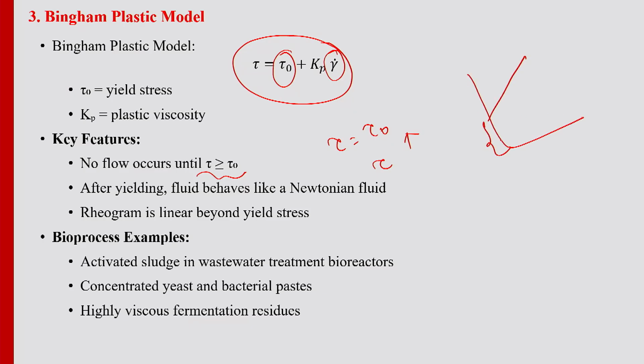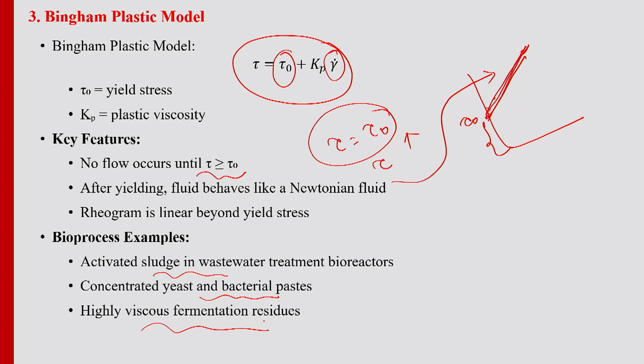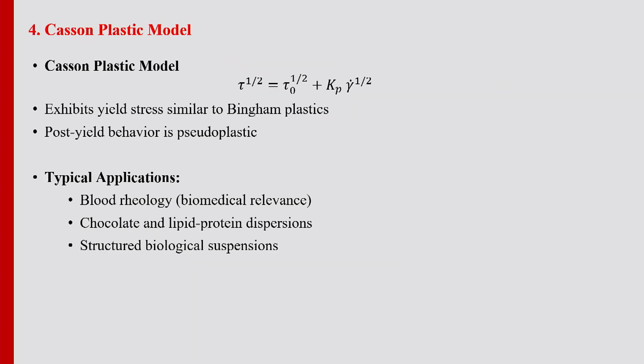Up to this point there is no flow, but once it crosses above tau naught, the shear rate value increases. After that they behave as a Newtonian fluid, as we discussed. The best examples are the activated sludge process in wastewater treatment, bacterial paste, and highly viscous fermentation broths, as we already discussed.